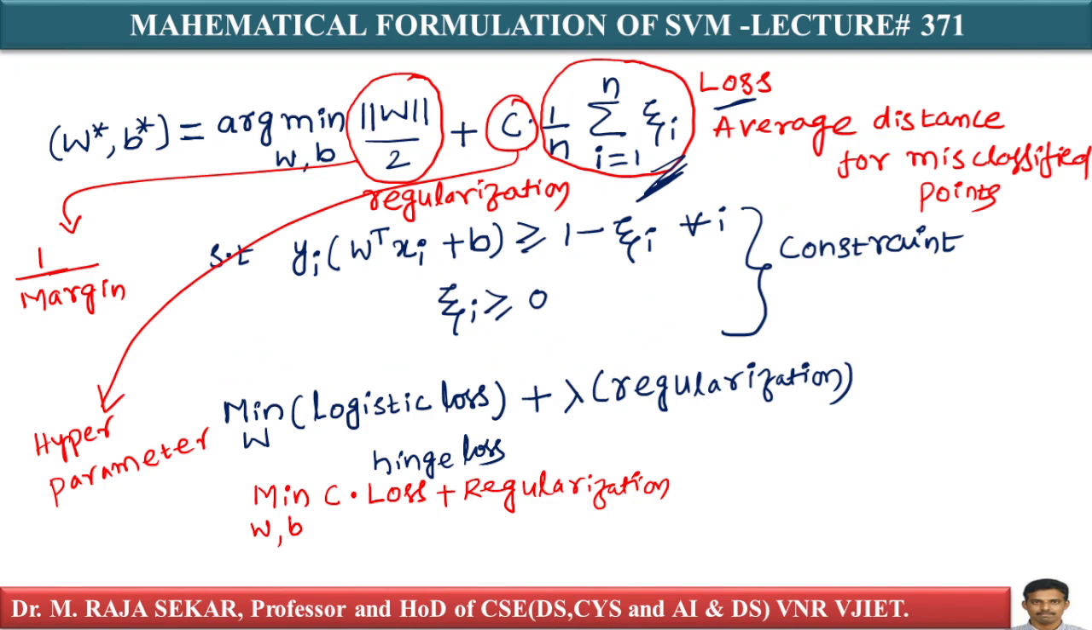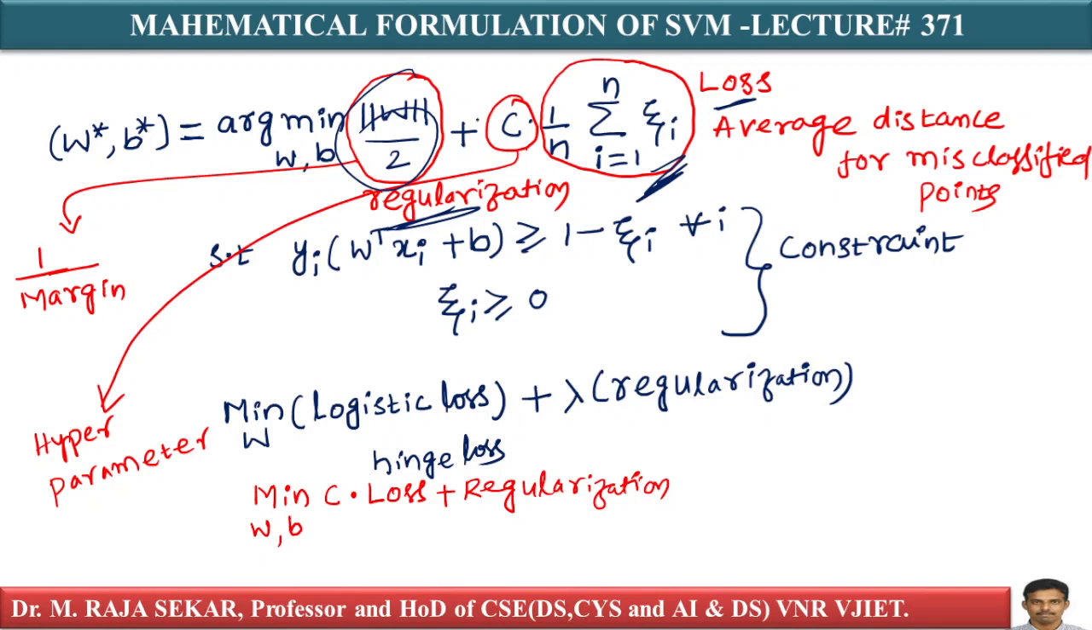Wherever there is a misclassified point, the ji is greater than 0. It is the loss to a model which we want to minimize. Norm W by 2 is related to regularization. This is just like the regularization term. So in logistic regression, what did we have? Minimization of W, logistic loss plus lambda into regularization, isn't it? Just compare this with the logistic loss.